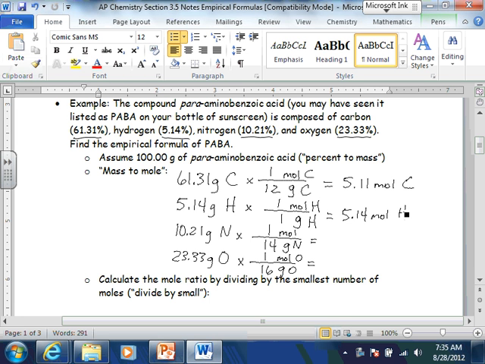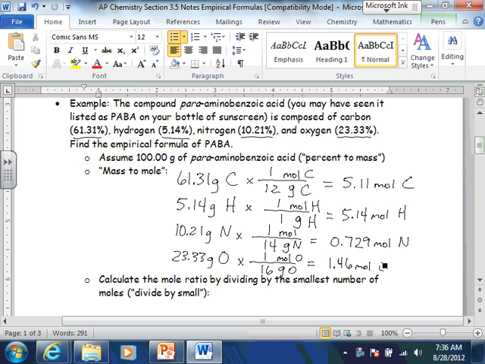That's not right. 10.21 divided by 14 is going to give us about 0.729 moles of nitrogen. And a lot of times, if you don't round quite as early on these, then you'll get better numbers. It just sort of depends. And then 1.45 or 1.46 moles of oxygen. Okay, so that's our number of moles that we have. Now, the divide by small part, that's the next part.